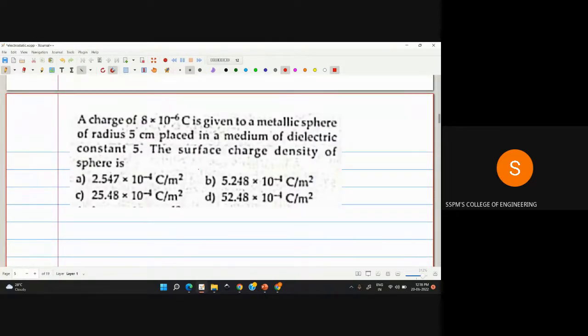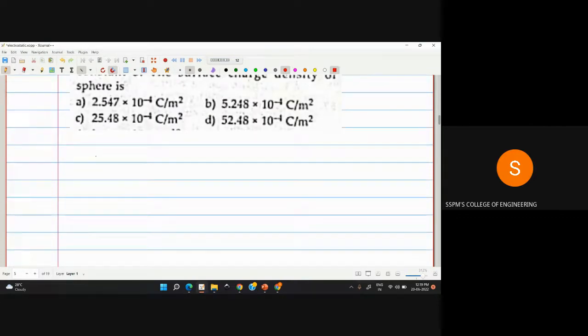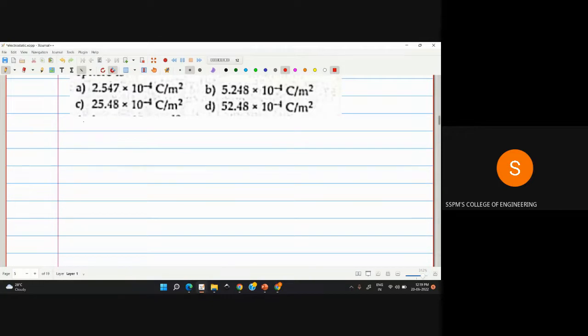Now, this example is based on the charge density and the Gauss law. The example is given: a charge of 8 microcoulomb is given on a metallic sphere of radius 5 centimeter placed in a medium of dielectric constant. The question is the surface charge density of the sphere. What is the surface charge density? The surface charge density is defined as the total charge present on the body divided by the area of that body.